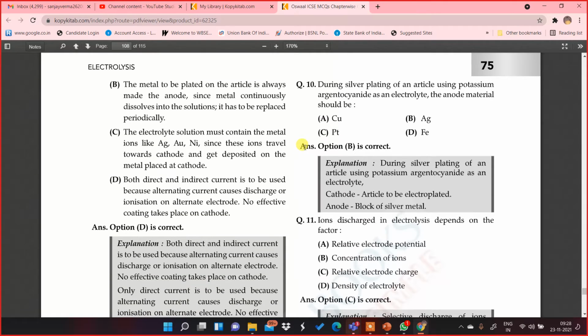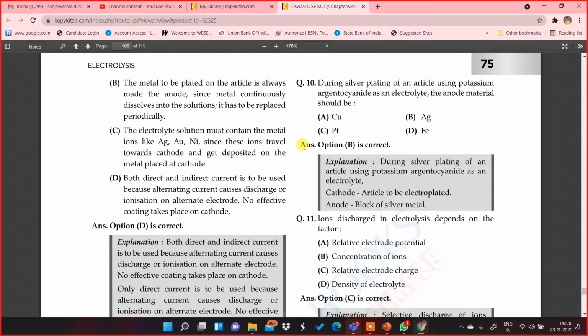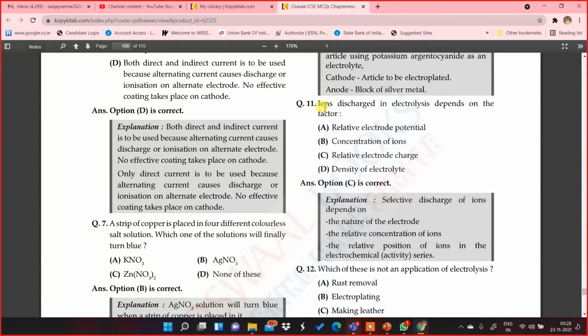Okay, that was number 10. Number 11. Ions discharged in electrolysis depend on which factor? They depend on the relative position of ions in the electrochemical series.